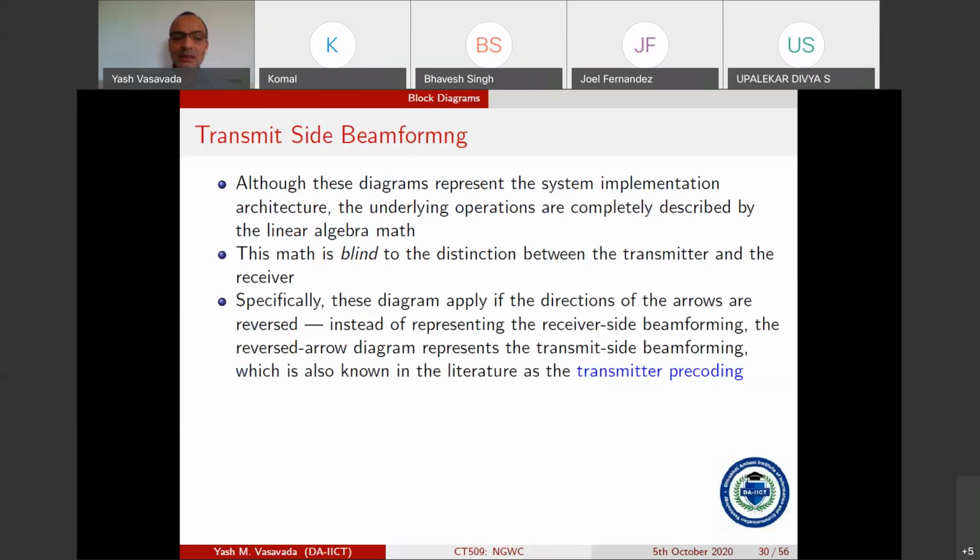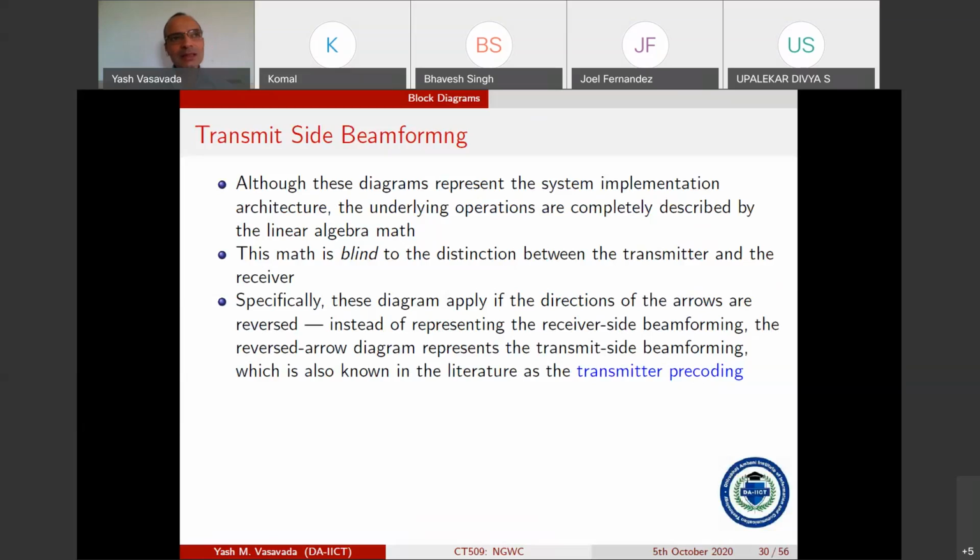Now, for some reason, in the literature, if you read some papers that we will be looking at now, and maybe what you would investigate on your own, you may find that every time they are talking about the receiver side processing, they call it beamforming. But when they talk about transmitter side processing, the same algebra, they call it transmitter precoding. The word beamforming became precoding. So that is some convention that is present in the literature.